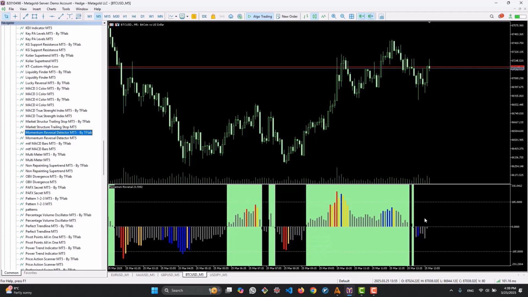It also displays the divergence of this momentum with the price in such a way that when we have histograms with negative values pointing down.